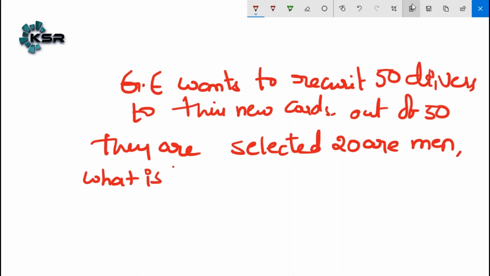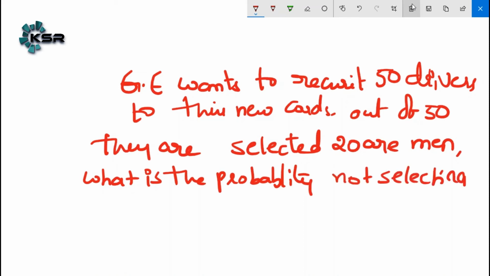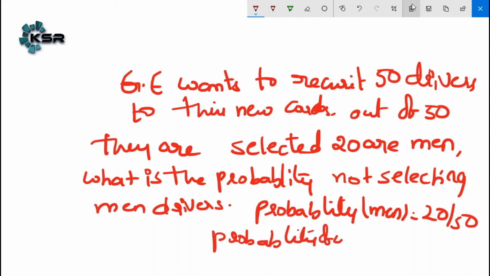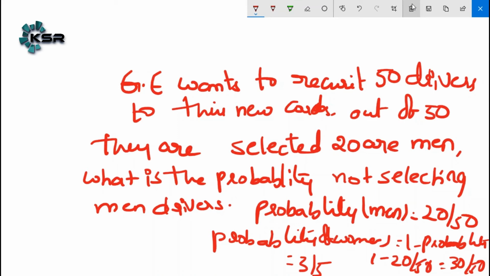GE wants to recruit 50 members for their new cars. Out of 50 selected, 20 are men. What is the probability of not selecting a man driver? The probability of men is 20 by 50. Probability of women is equal to 1 minus probability of men, that is 1 minus 20 by 50, that is equal to 30 by 50, that is nothing but 3 by 5.